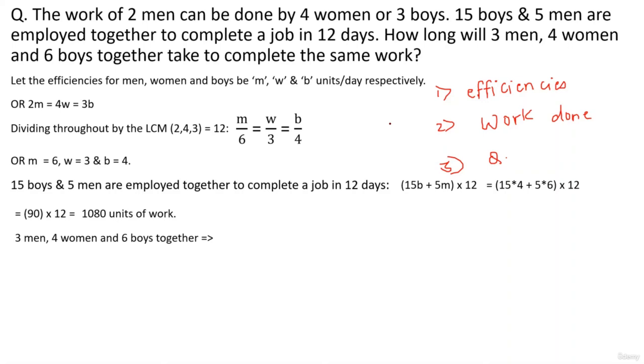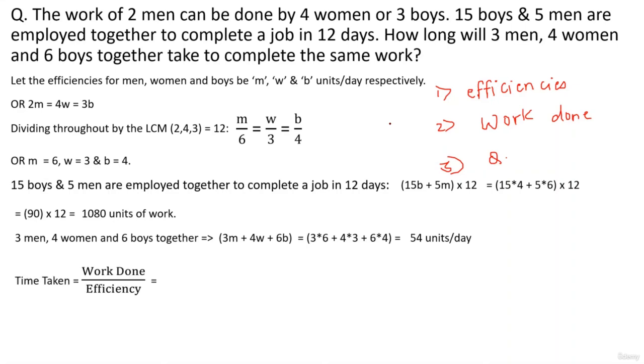Now the question demands how long will 3 men, 4 women, and 6 boys together take to complete the same work? Okay, efficiency of 3 men, 4 women, and 6 boys will be 3M plus 4W plus 6B every day, right? Okay, so putting the values, 3 into 6 plus 4 into 3 plus 6 into 4, 18 plus 12 plus 24 is 54 units per day.